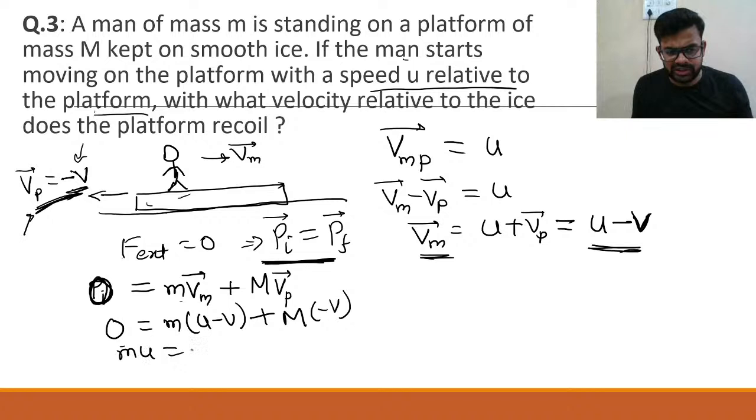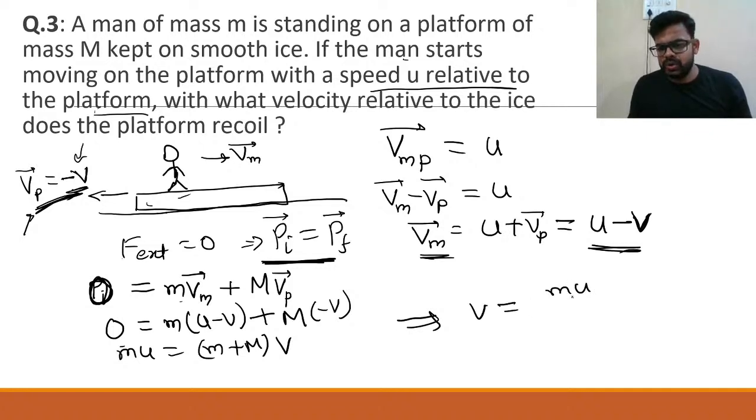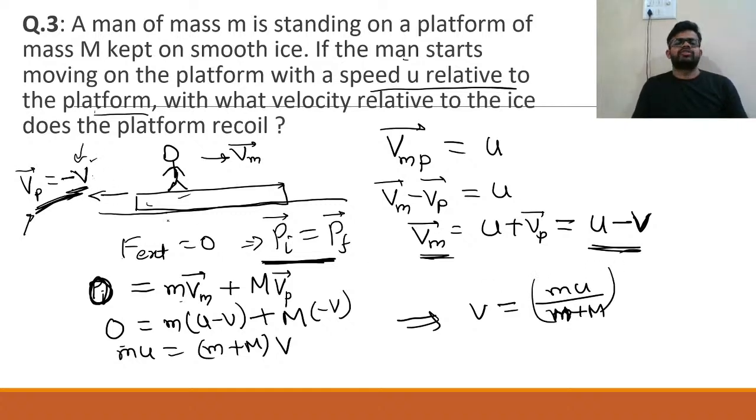M into U is equal to small m plus capital M into V. So directly I am getting the answer. V is equal to mu upon small m plus capital M. So I got the velocity V. V is the speed of the plank. So I got the speed of the plank in the backward direction, that is mu upon small m plus capital M.